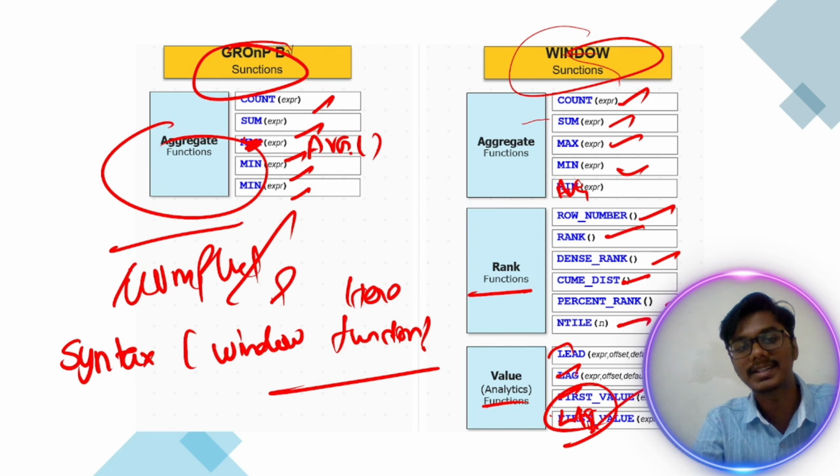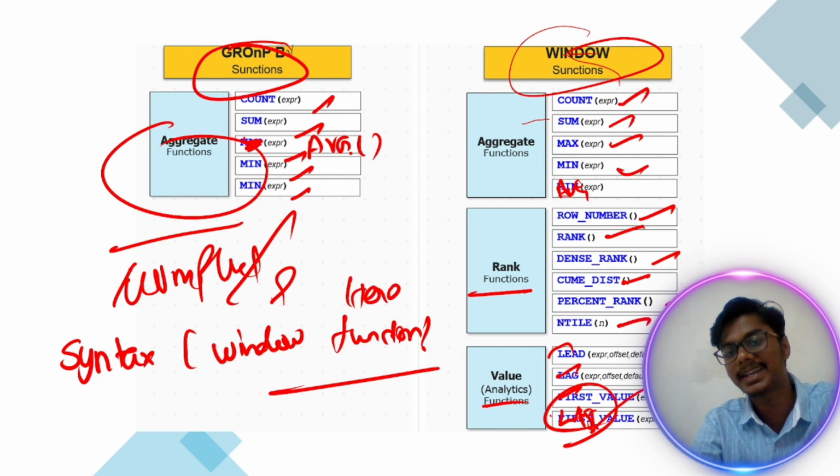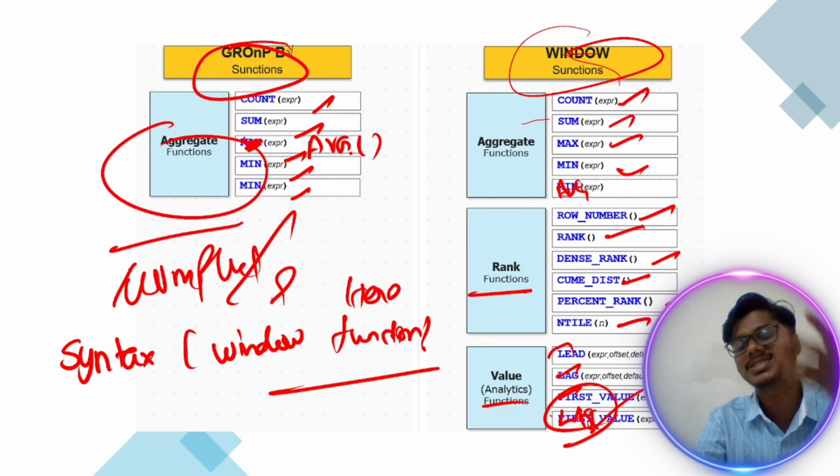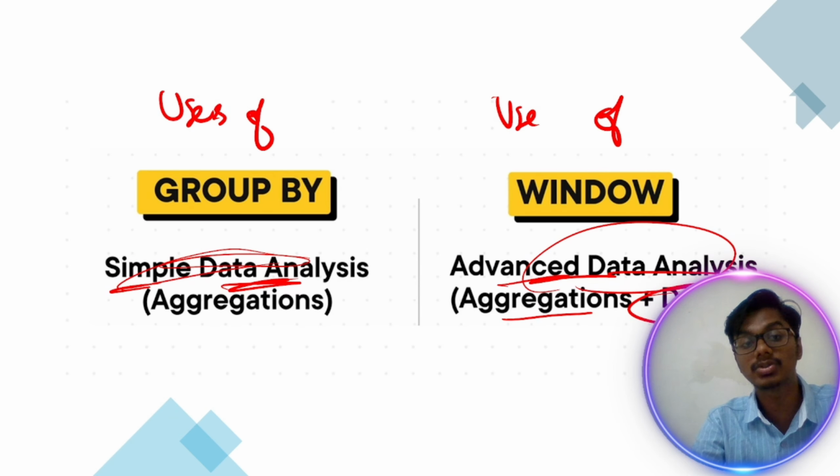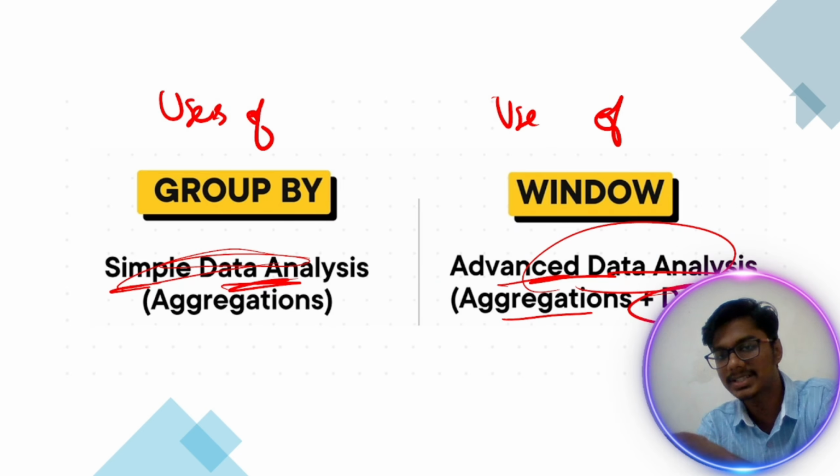And what are the Windows? We discussed the GROUP BY aggregation function. We discussed the Windows function. In the Windows function, there are three categories: I categorized the Windows function into aggregation function, rank function, and value analytical function. And in the aggregation, we discussed the use case of the GROUP BY and the use case of the Windows function.